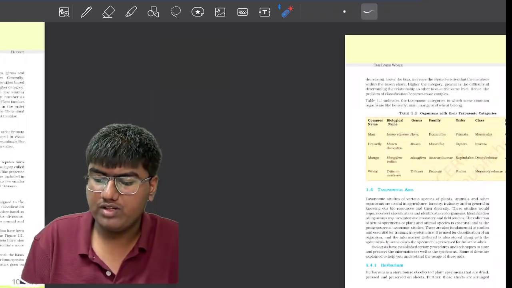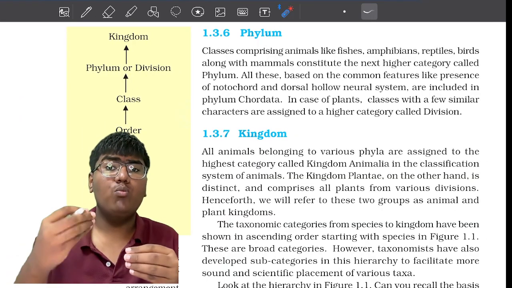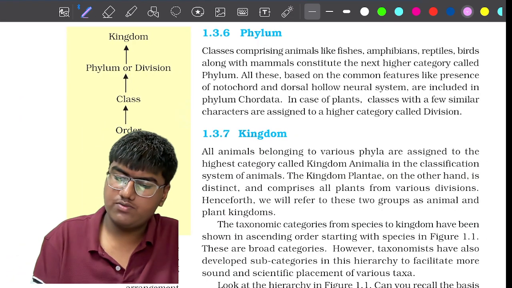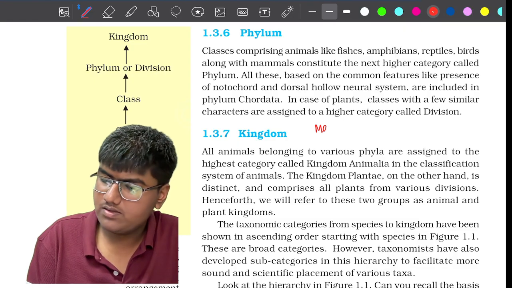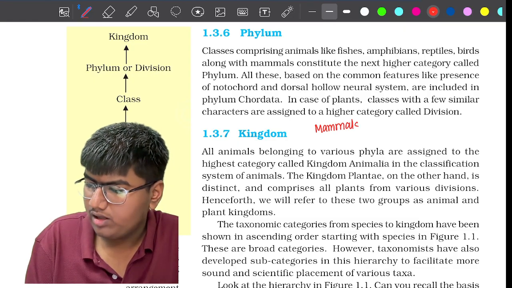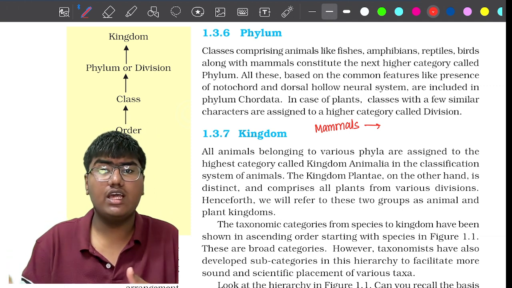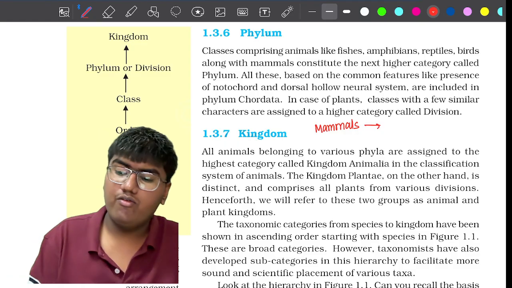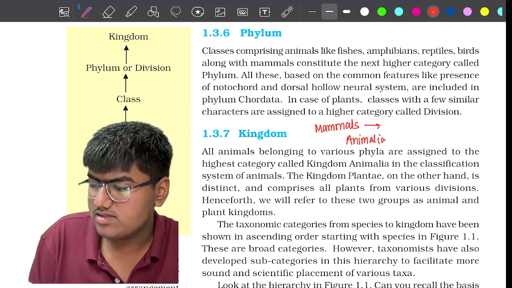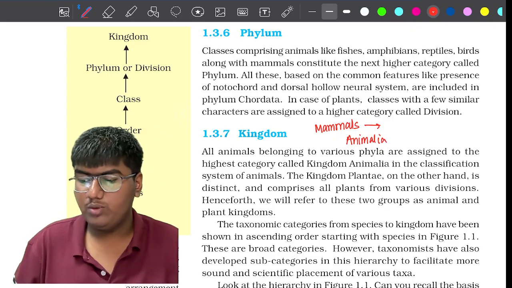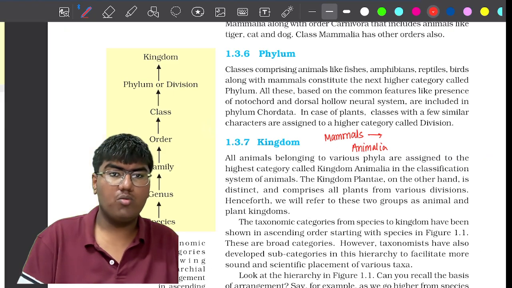For example, if I say mammals, they share more characters. The amount of common characters that I can list will be more here, whereas when I compare to animal or Animalia, as it is the name of the kingdom, you can say, right? That is how we see the common characters.